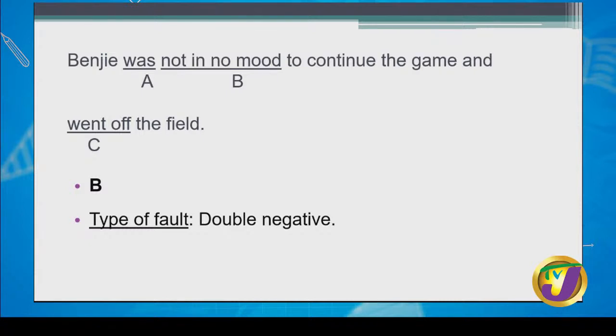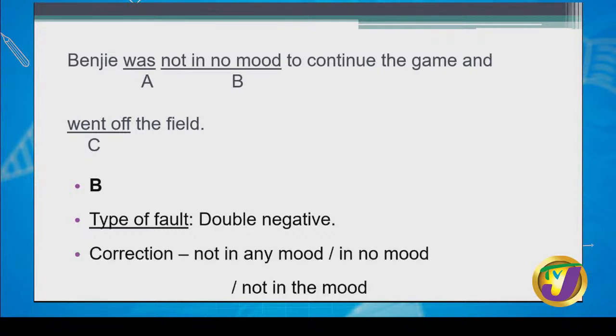So here's how you could correct it. You could say not in any mood, or you could say in no mood, or you could say not in the mood. But notice none of those use 2 negatives. So not and no should not go together. All right, let's look at the next sentence.